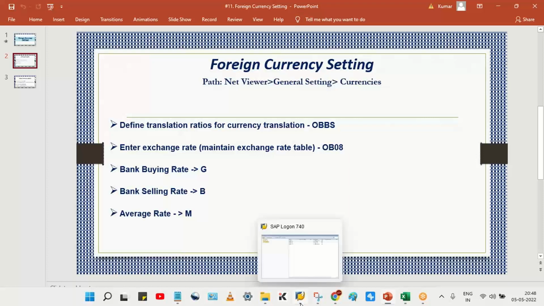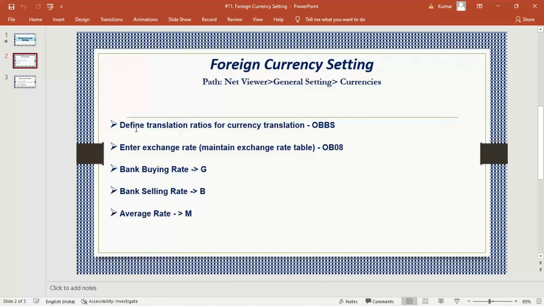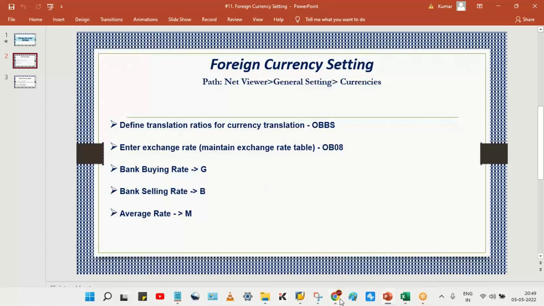So we'll do one thing, guys. We'll do the configurations. First of all, define translation ratio for currency translation. That is the first step. Now, what is this translation ratio? What is the use of translation ratio? If I explain it in one line, or quote a theoretical example, and explain the things in maybe 1, 2, 3 minutes, your understanding will be zero, isn't it? I'll quote a practical example and show you practically what is the impact of this translation risk.